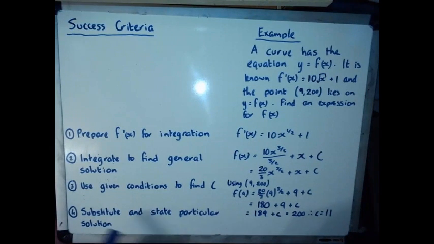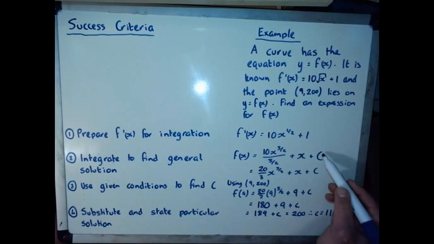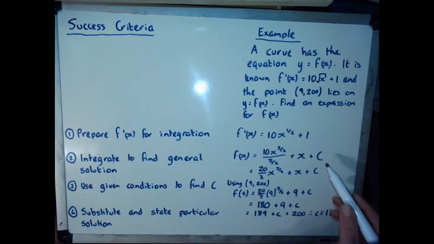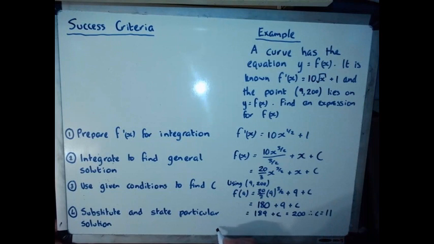And then all I have to do for step number 4 is substitute that value of c in, and then I've got my particular solution. So up here, where I had my general solution, I'm now going to substitute the c with 11 down here, and then that's the particular solution. So I can say, therefore, f of x must be 20/3 of x to the power of 3/2 plus x plus 11. And that now is the particular solution.